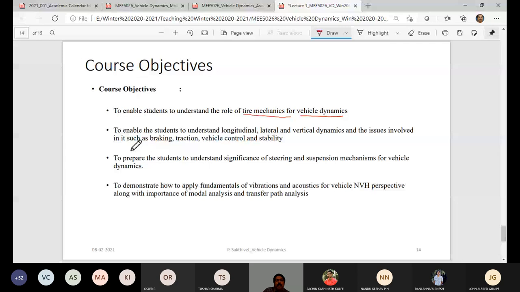And you would be able to demonstrate, at the end of the course, application of fundamentals of vibrations and acoustics on the NVH perspectives of the vehicle. And you would also understand the importance of modal analysis and transfer path analysis, which R&D people, vehicle development people, especially on the automotive NVH side, are exploiting to the maximum extent. So these are all the expected course objectives.